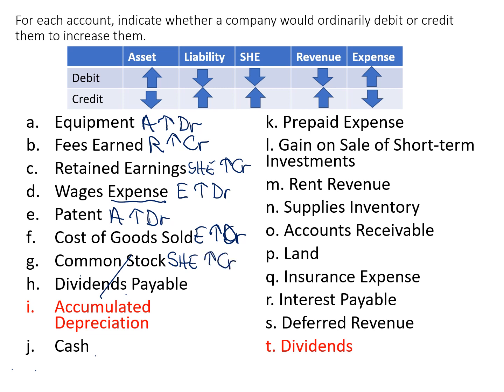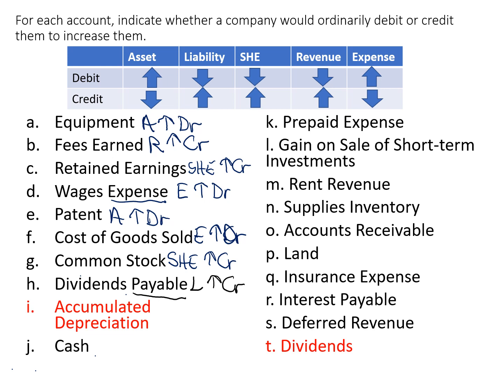Now, I know that I'm fluid in this, and you too will get fluid if you practice. So please practice, because it's important to make sure these flow easily for you, because remember, we're learning a new language, and it's the language of business. Dividends payable is a liability, so it's increased by a credit.